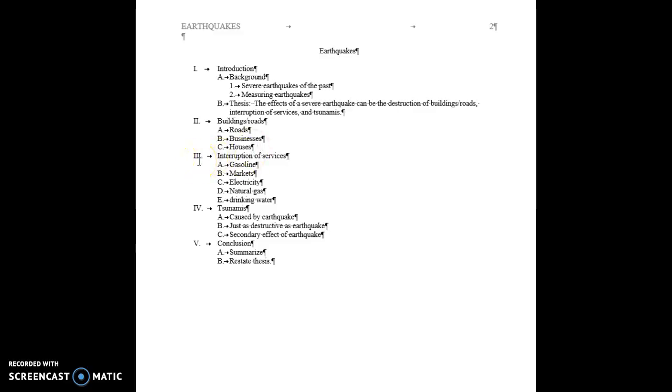Roman numeral 3 is going to be the second point of discussion that is in your thesis. So your second point of discussion is interruption of services here. And here we go. Roman numeral 3, interruption of services. And then I have a list of things that would be interrupted: gasoline, markets, electricity, natural gas, drinking water. Roman numeral 4 is the third point of discussion. In this case, it's going to be tsunamis.